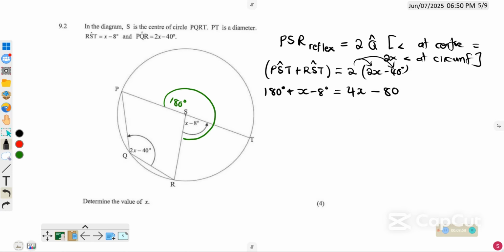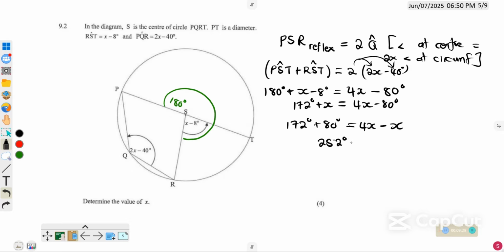Okay, so 180 minus 8, which is 172 degrees, plus x, equals 4x minus 80. Now you need to keep variables on one side and constants on one side. Bring the 80 to this side, which gives you 172 degrees plus 80 degrees equals 4x minus x. So when you quickly do that, 172 plus 80 gives you 252.